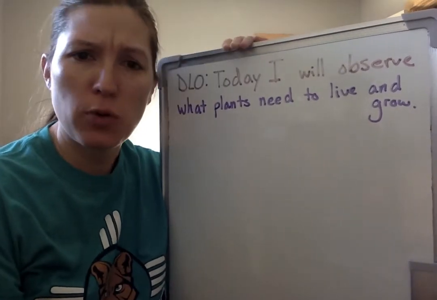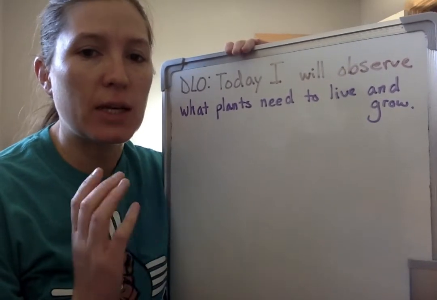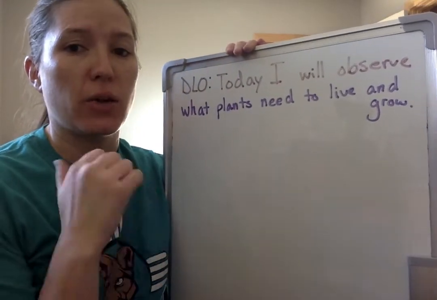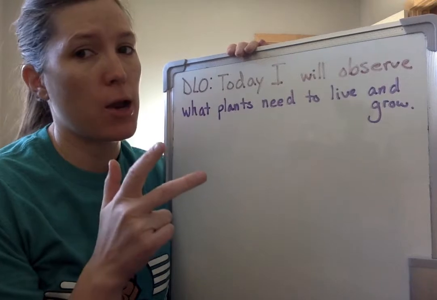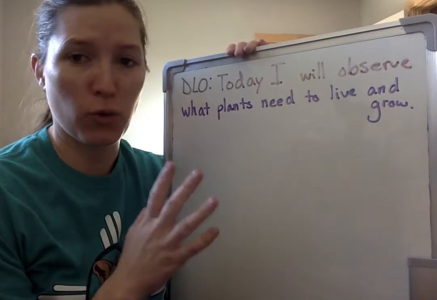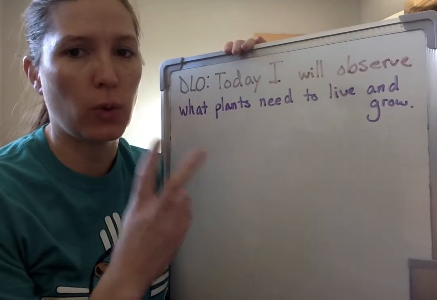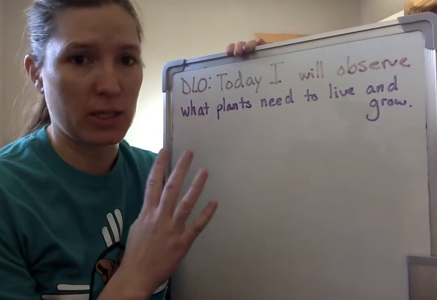All right, so let's review what plants need to survive. A need is something you have to have in order to live. Plants need food, water, air, and space to live. They need all four of those things or they can't survive. So they need those things: food, water, air, and space to live.